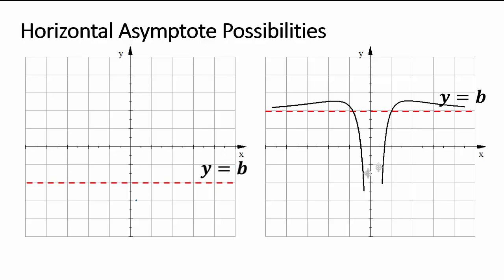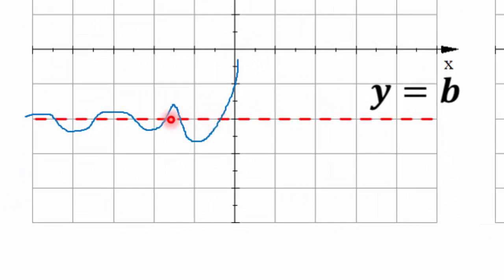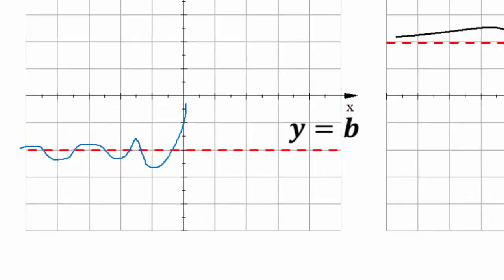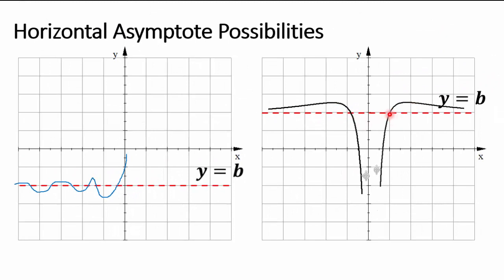I can also have the graph come up and down several times and then taper off. From the other side, I can have the same thing. I can go down and up and eventually taper off. So you can see that these are the points of intersection. Here, this is the point of intersection. Here, this is a point of intersection. So the graph can intersect a finite number of times as long as eventually the graph gets closer and closer to the line y equals b.